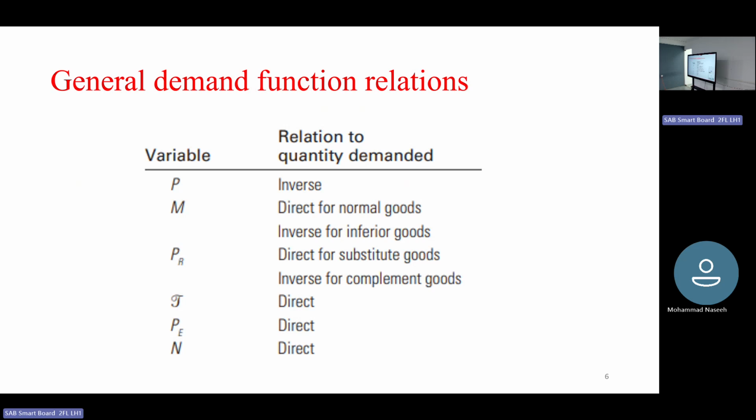Right, now write down your own definition that I told you, what the law of demand is. Then complete your one also.